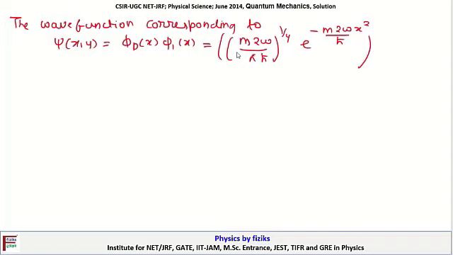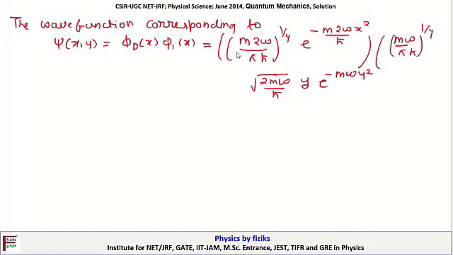into m omega by pi h cut to the power 1 by 4 into twice m omega by h cut to the power 1 by 2 into y e to the power minus m omega y square by 2 h cut.